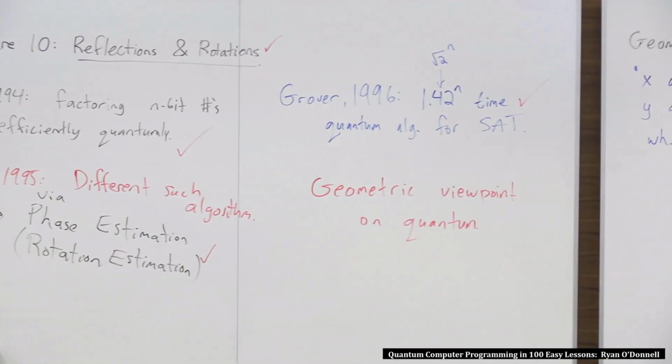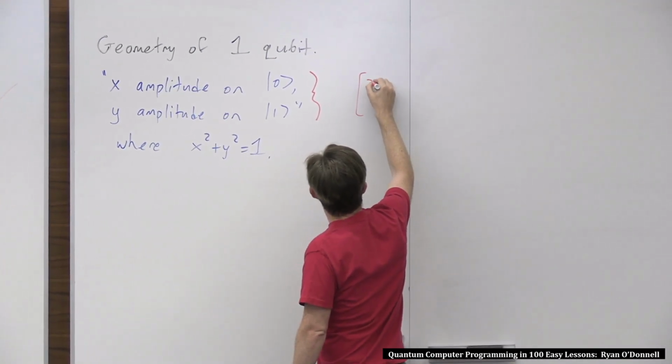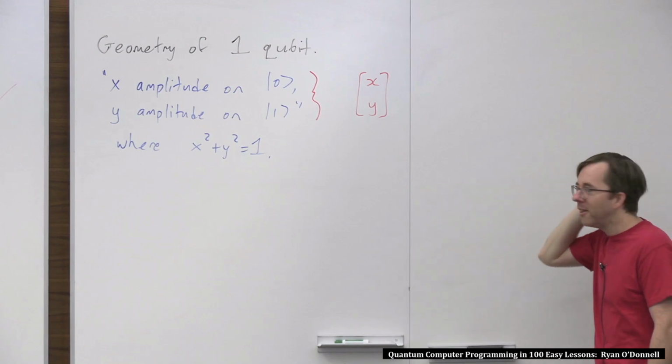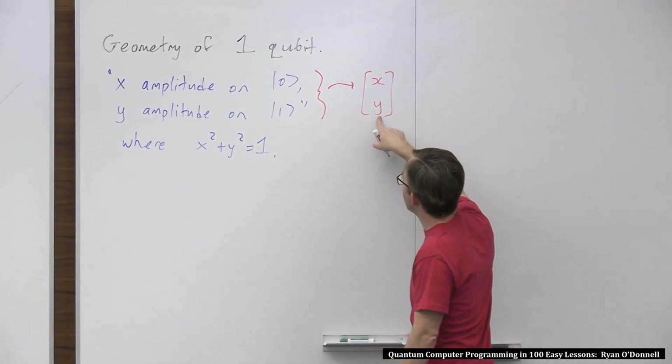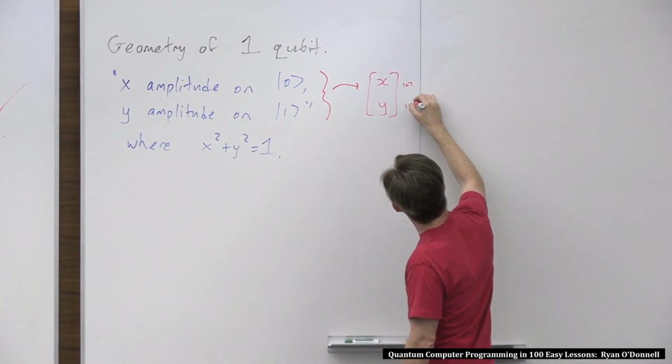So henceforth, we will denote this state just by listing the amplitudes in a vertical list of height 2, also known as a vector. So henceforth, this vector denotes this state. Okay, so you can always remember, this is the 0 row and this is the 1 row.